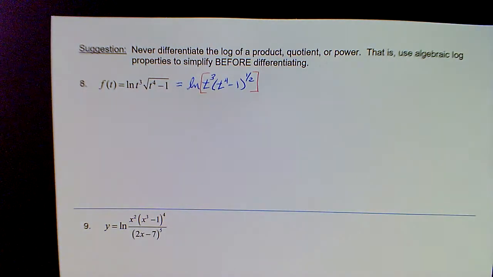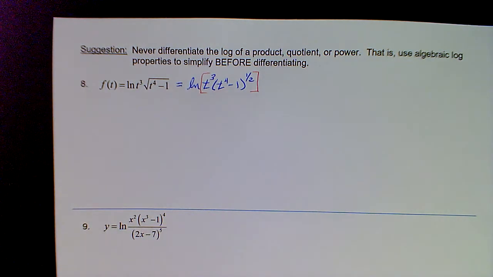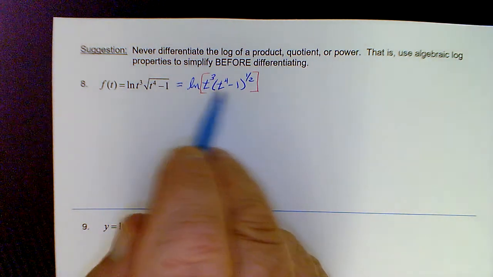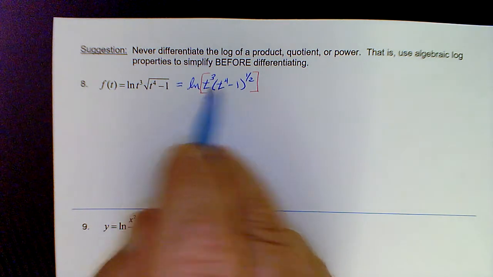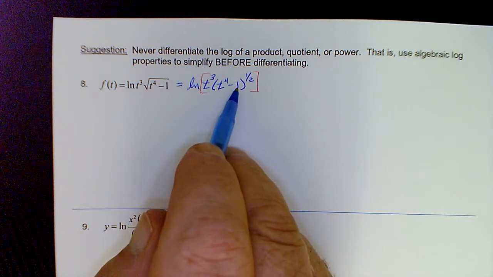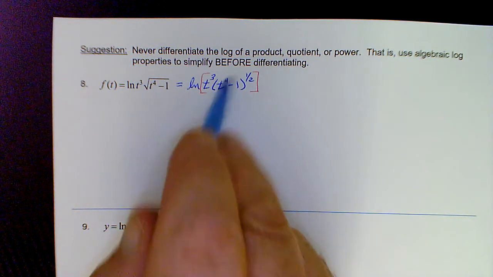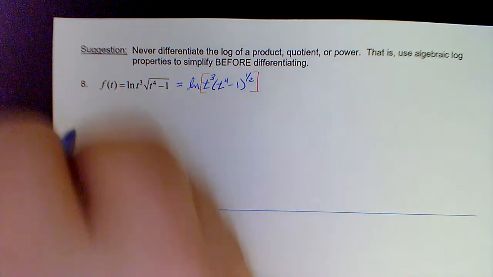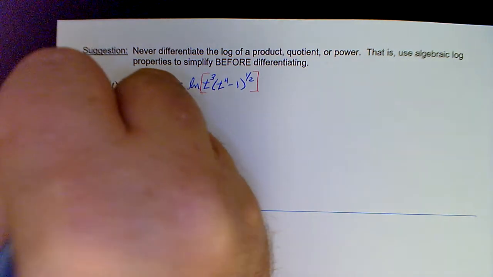Now, if you were just to use the formula for the natural log of u, this would turn out to be a little bit cumbersome. Therefore, we're going to take advantage of the algebraic log properties to simplify before we differentiate. It would be cumbersome because when you take the derivative of this, you need the product rule, but then within the product rule, you need the general power rule. It just gets messy. So let's use the algebraic properties.